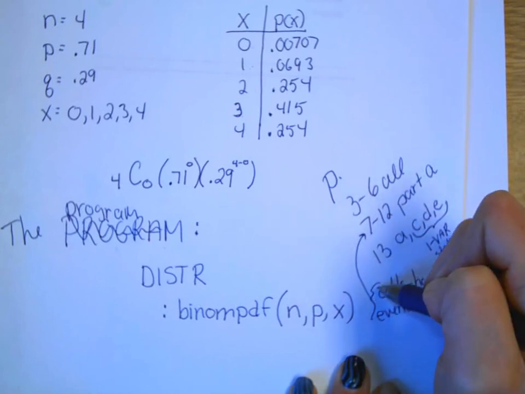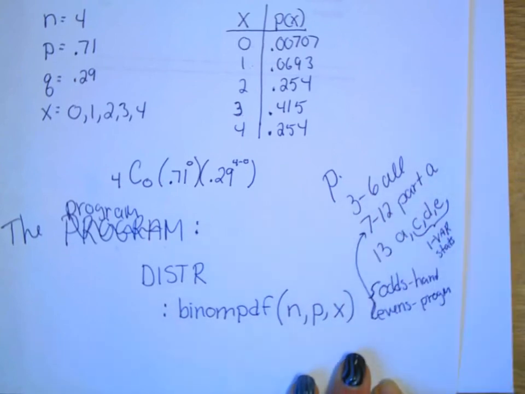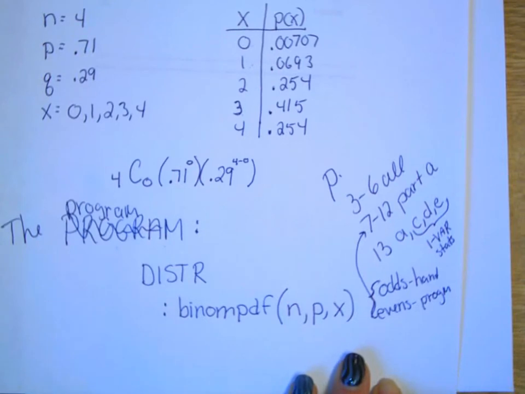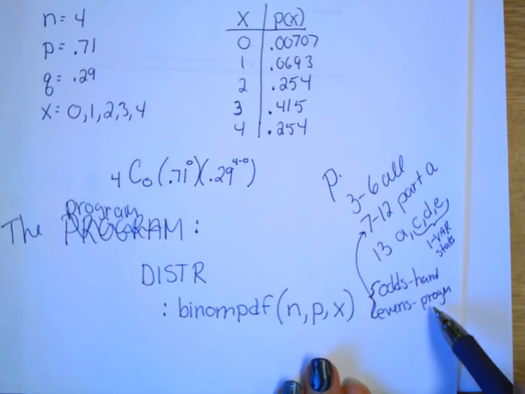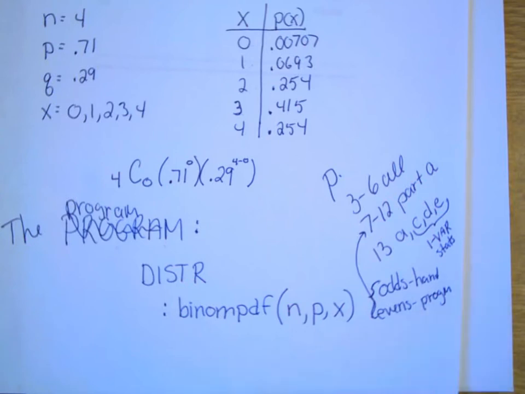For 13, I would just do the program, because you have to make the whole table. What about 3 through 6? That's wordy questions. 7 through 12 is the odds by hand and the evens by program, the 2 ways we did it. So it's 12 part A only. Okay, we're good.